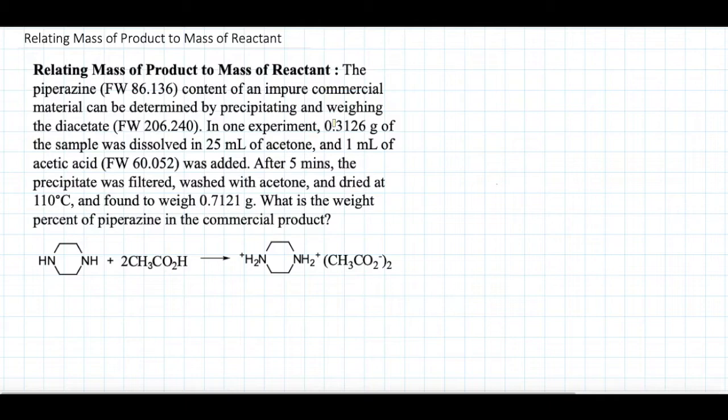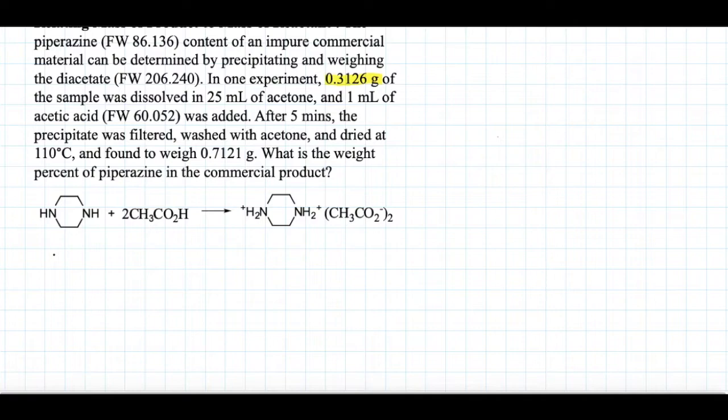First, it's important to note that 0.3126 grams is the weight of the sample. It's also important to note that 0.7121 grams is the weight of the diacetate. Therefore, the first thing we need to determine or calculate is the weight of piperazine.